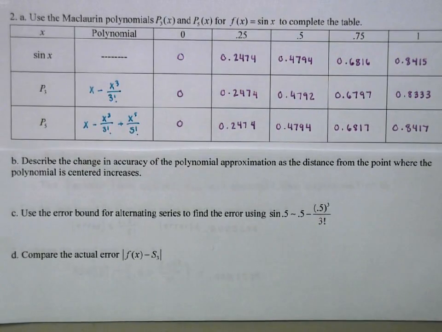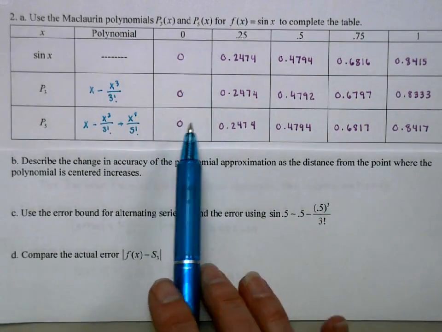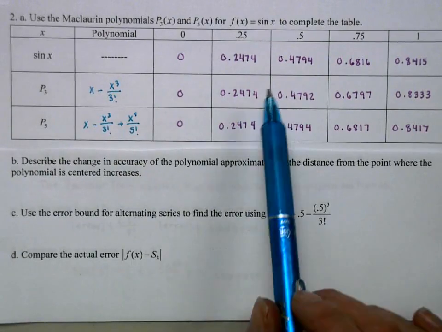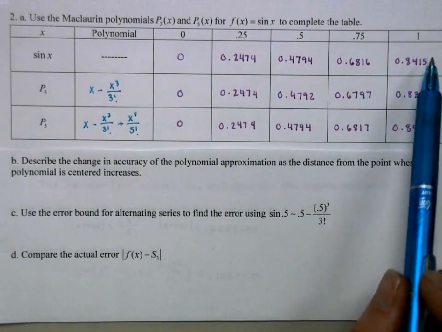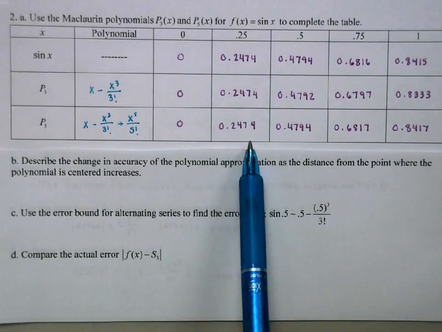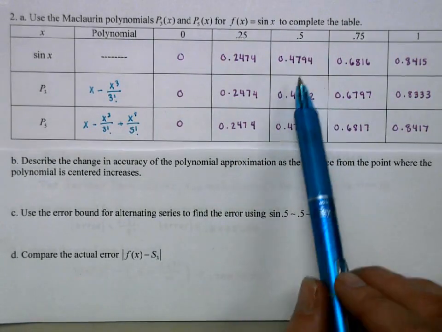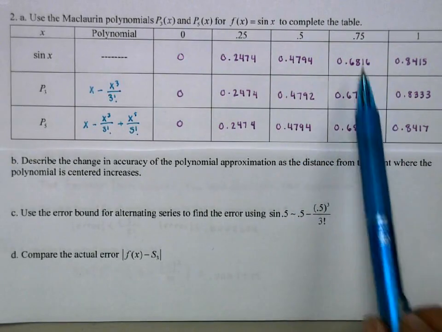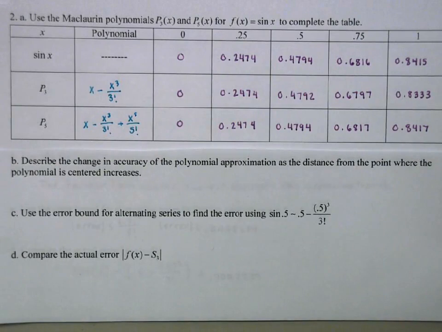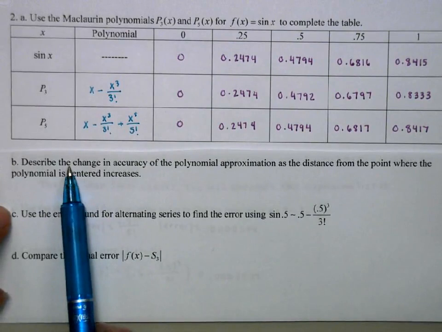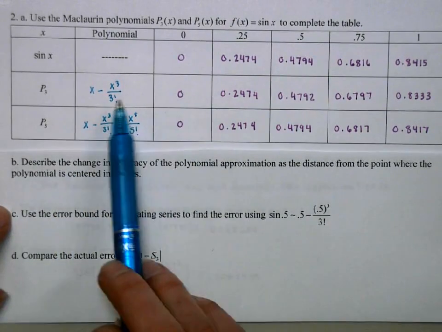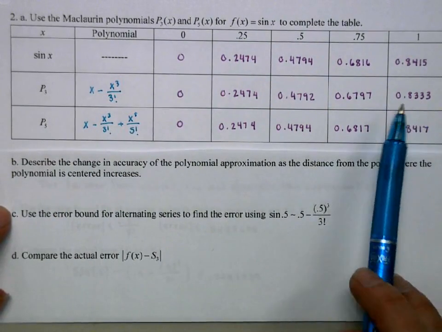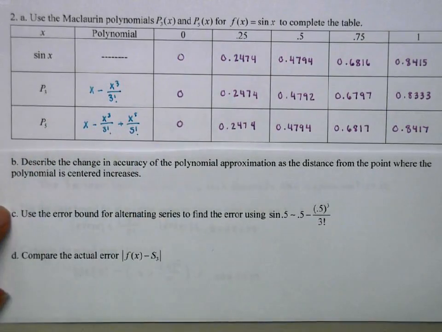So here's our table of values. At 0, all of them are pretty accurate. These are our actual values. At 0.25, we're right on board. At 0.5, this one's a little bit farther away, but the fifth degree polynomial is pretty close. Still pretty close. So there are two things. First off, the farther we are from the center, the less accurate our polynomial approximation is going to be. And the more terms we add, the more accurate our approximation is going to be.